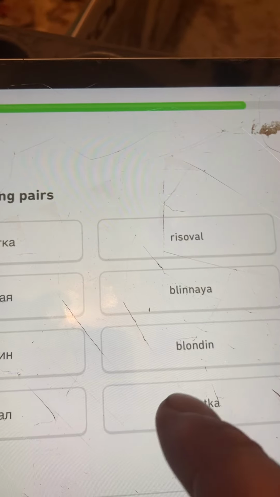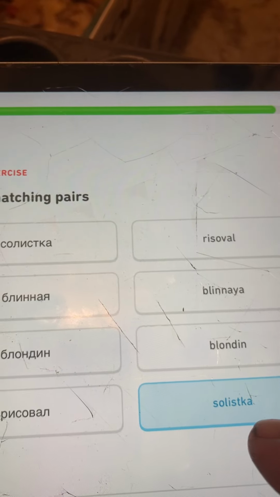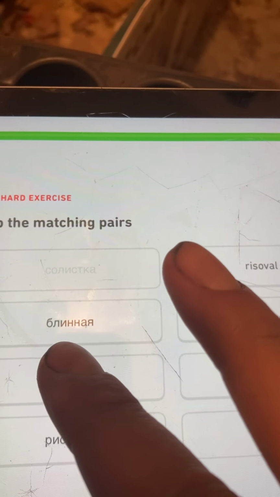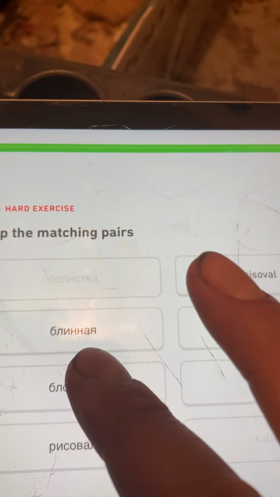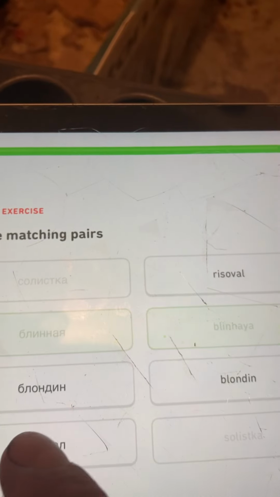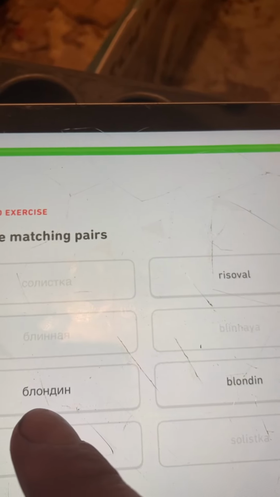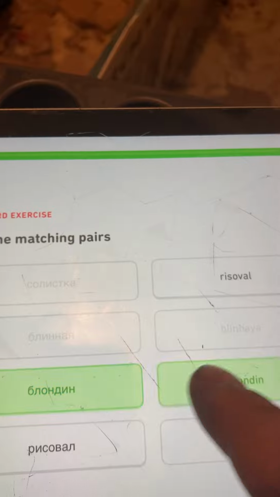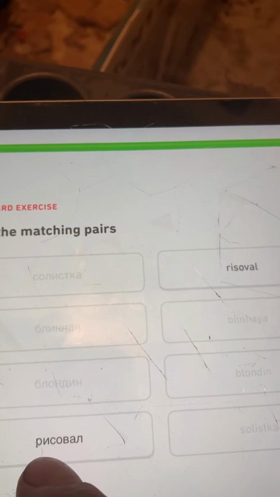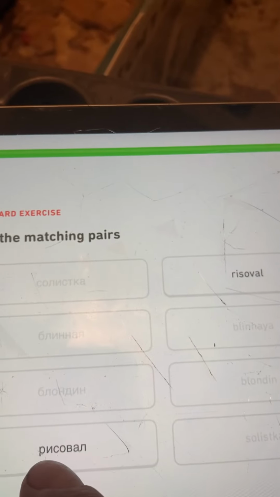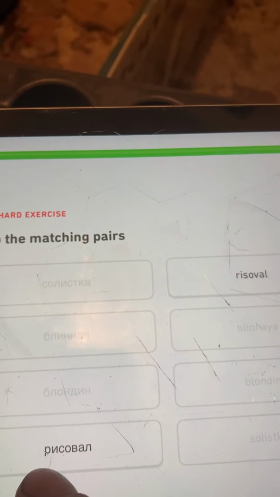Solistika. Bli. Blianya. Blondie. Prisivial. Pris. I don't know how you say it, is it P-ri, or just straight ri.